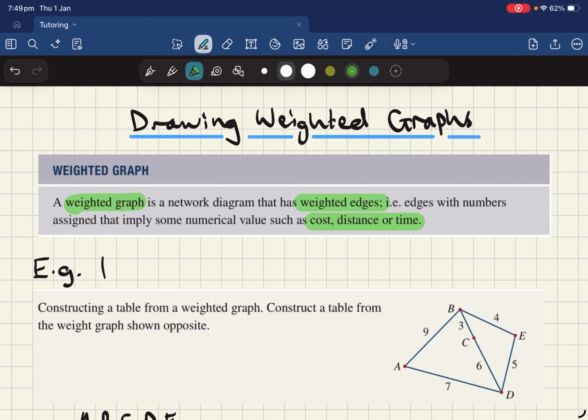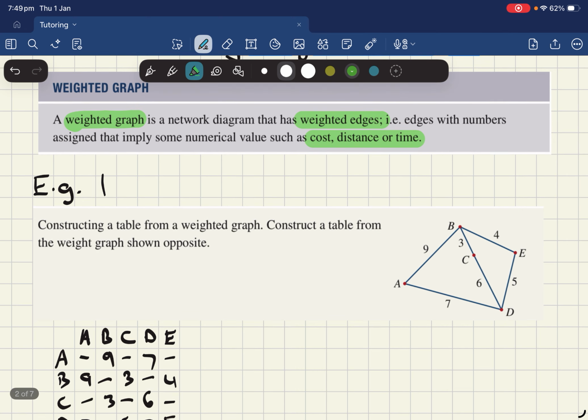That brings us to the end of this one. We can draw now weighted graphs using a table, and we can also draw a table given a particular network diagram.